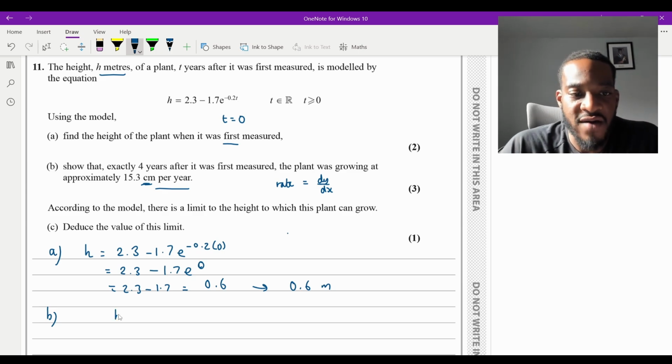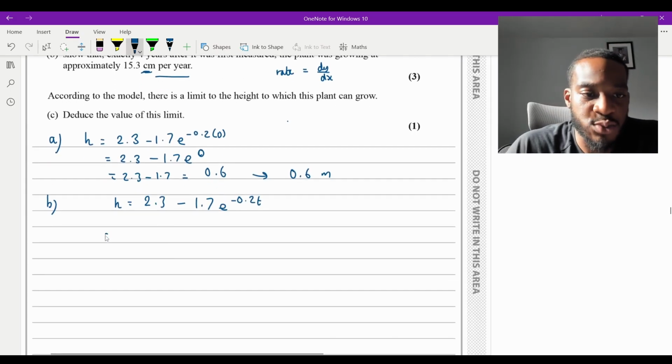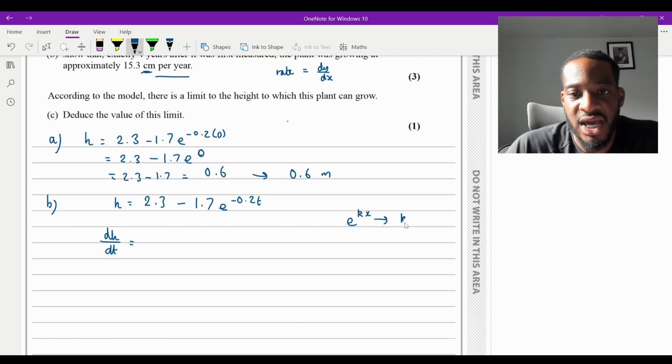So I'm going to write out the equation again. So h is equal to 2.3 minus 1.7 e to the minus 0.2t. Now differentiating that, dh/dt will equal, that's going to disappear. Now remember, this is an exponential one. Remember, if I've got e to the kx, this differentiates to k e to the kx, doesn't it? Let me just write d/dx here. So in this case, we've got minus 1.7. That's a constant. The minus 0.2 is going to drop to the front, which is going to be minus 0.2, and it's going to be e to the minus 0.2t, isn't it?